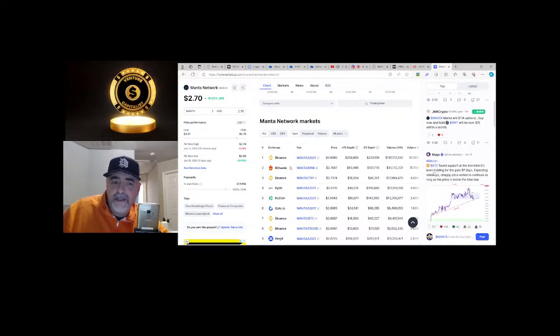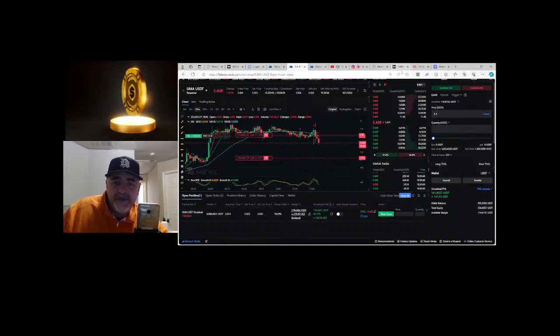So we'll take a look here at the overall, right? So Manta, I'm going to take a look at Manta's chart. We're not going to have too much information on Manta, but we should have enough information to take a peek at the chart.